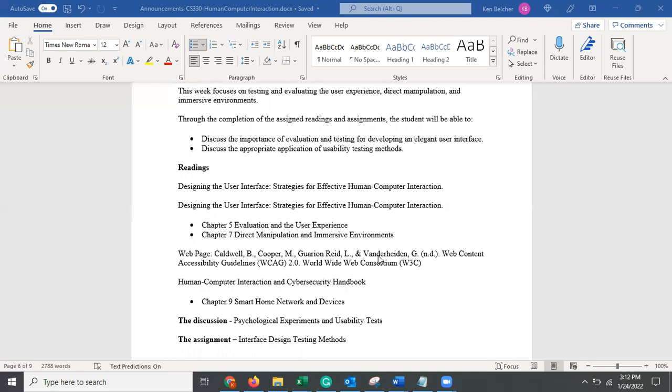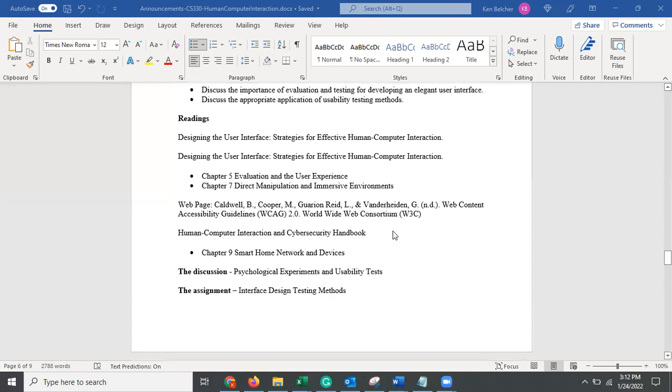And then the human-computer interaction cybersecurity handbook, looking at smart home, network, and devices. This weekend, I was talking with a friend, and our kids are growing up, but just myself and my wife, we have over 35 connected devices in our house. It's amazing how many devices we use now.